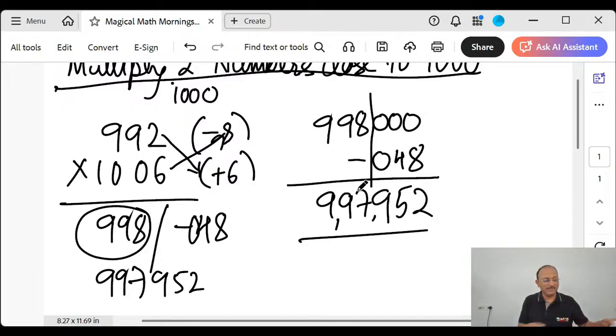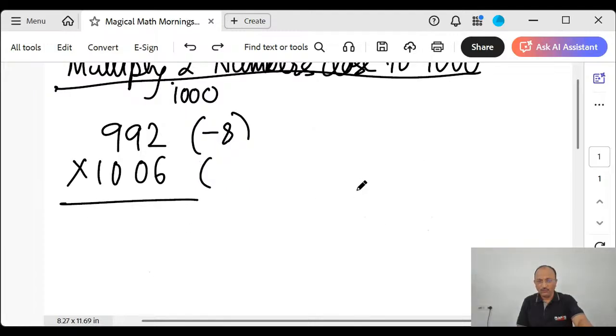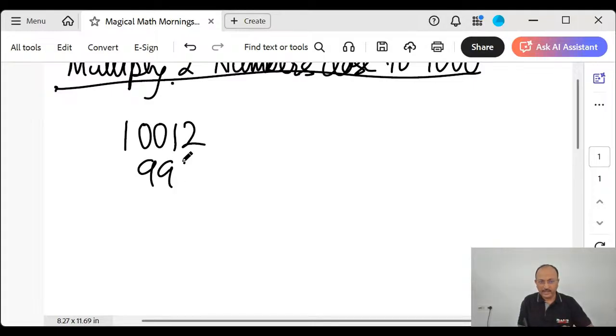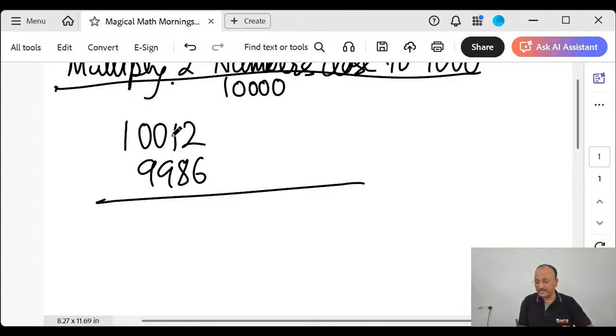Now, shall we try some numbers? I'll give you one number. Maybe one very close to 10,000 also we'll do. One number is more than 10,000 and one number is less than 10,000. Maybe we'll take 10012 and we may take 9986. The base here is 10,000. I will do it quickly. See how I will do.